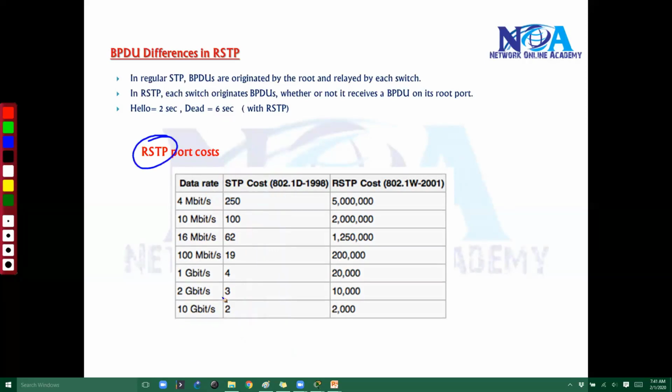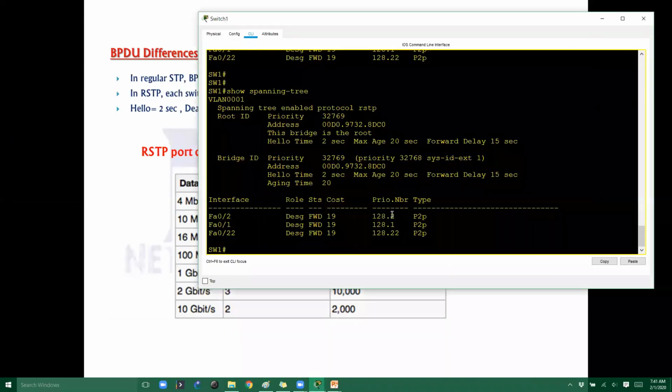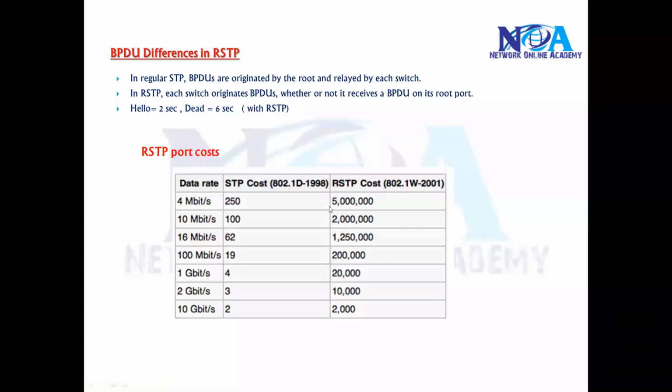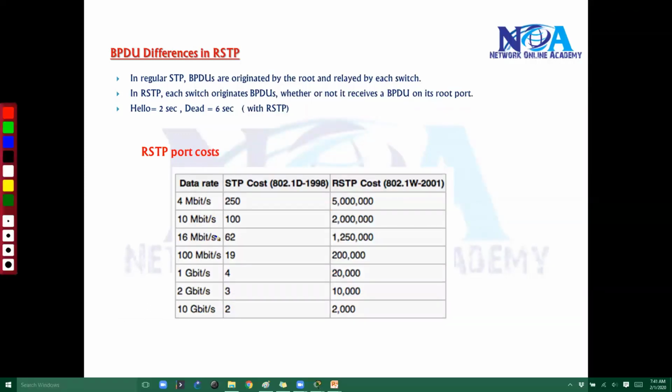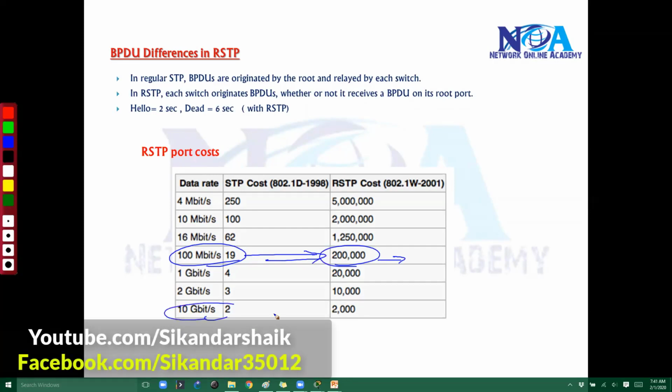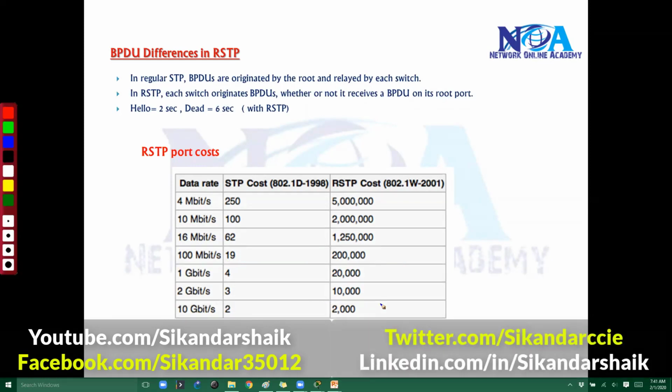So after 2, again 1, 0, you cannot go in minus. So they have revised the cost values. So the cost values will change. Of course, it doesn't show in Packet Tracer when you verify here, but normally it will show you the cost values. So if you're using a physical switch and a 100 Mbps link, it will show you the cost value as 200,000. Okay, so if I'm using a 10 gig link, the cost value will be shown as 2,000. So these are the default revised cost values. So there will be a change in the cost values also.